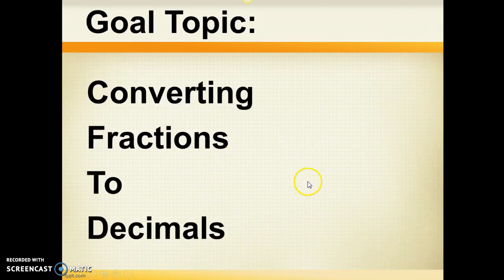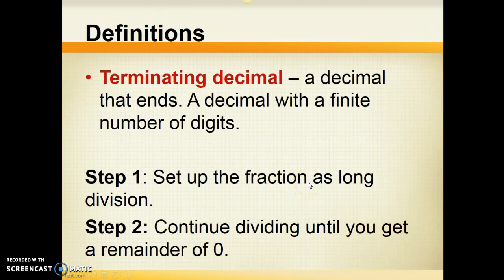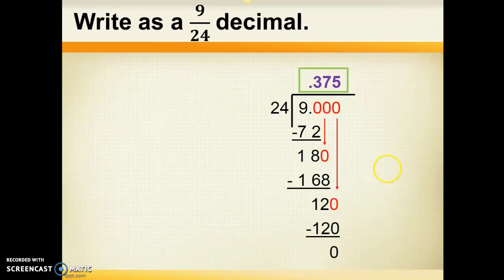Converting fractions to decimals. We have 2 types. The first one is terminating decimals, which is basically a decimal that ends. So this decimal has a finite number of digits. Then I've given you some steps to take. The important thing here is you're going to continue dividing until you have a remainder of 0.